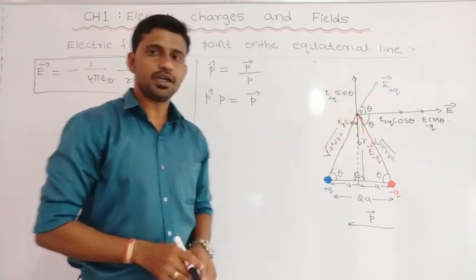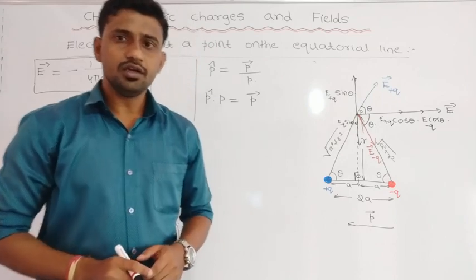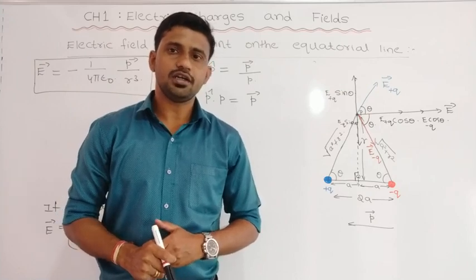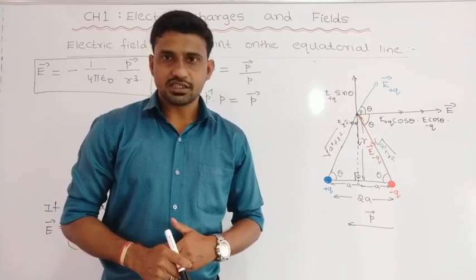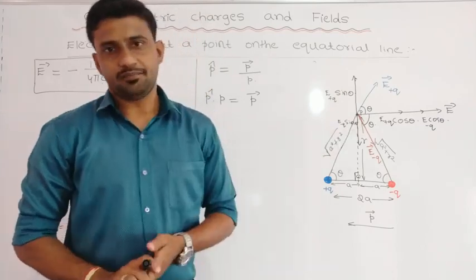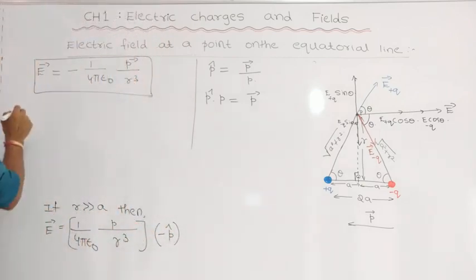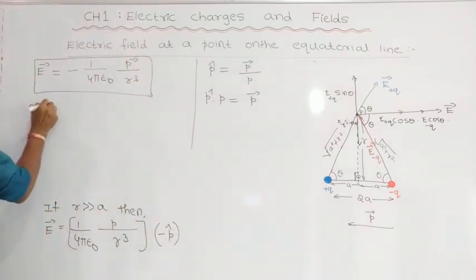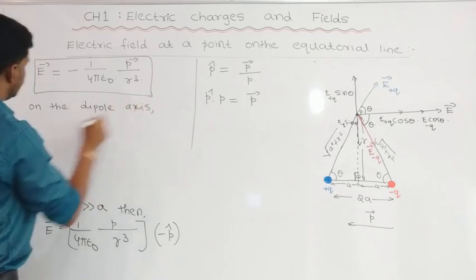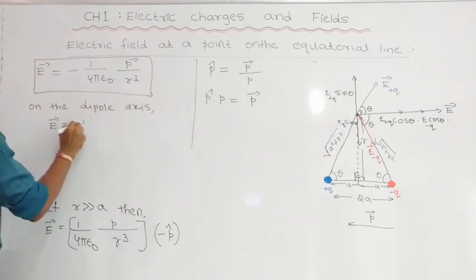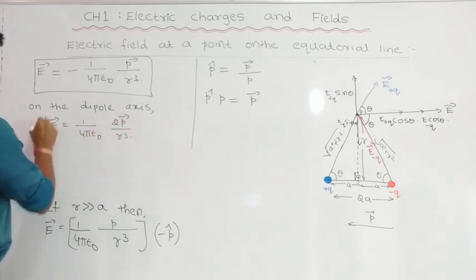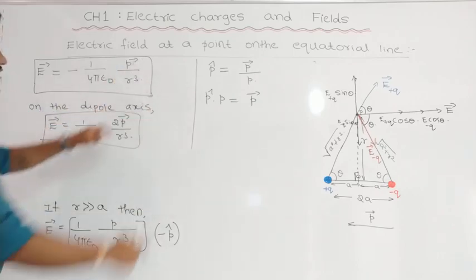This is also a very important derivation. So we derived two expressions in today's class. One is the expression for electric field at a point on the dipole axis, and the other is the expression for electric field at a point on the equatorial line. If we observe both equations, on the dipole axis E vector is equal to 1 by 4 pi epsilon naught 2P vector divided by r cube. So this is on the dipole axis and this is on the equatorial line.